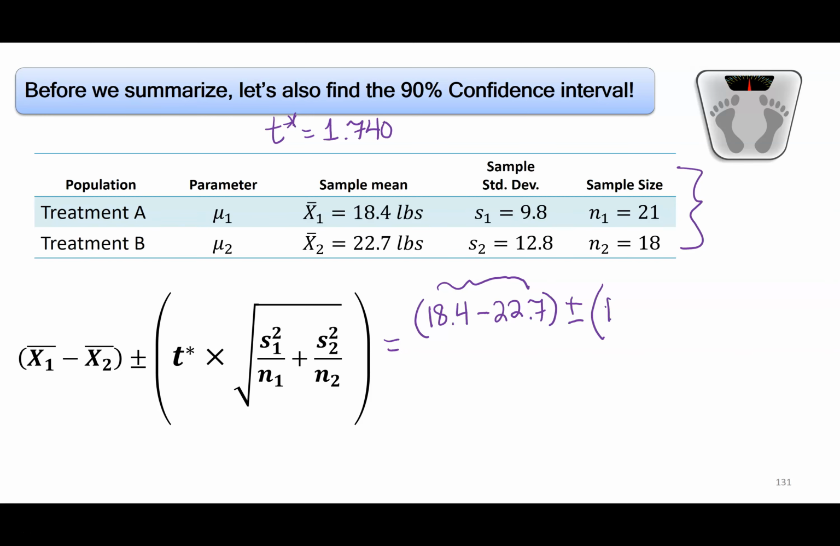So plus or minus 1.74 times stuff in a big old square root sign: 9.8 squared divided by 21 plus 12.8 squared over 18, and the square root, parentheses.